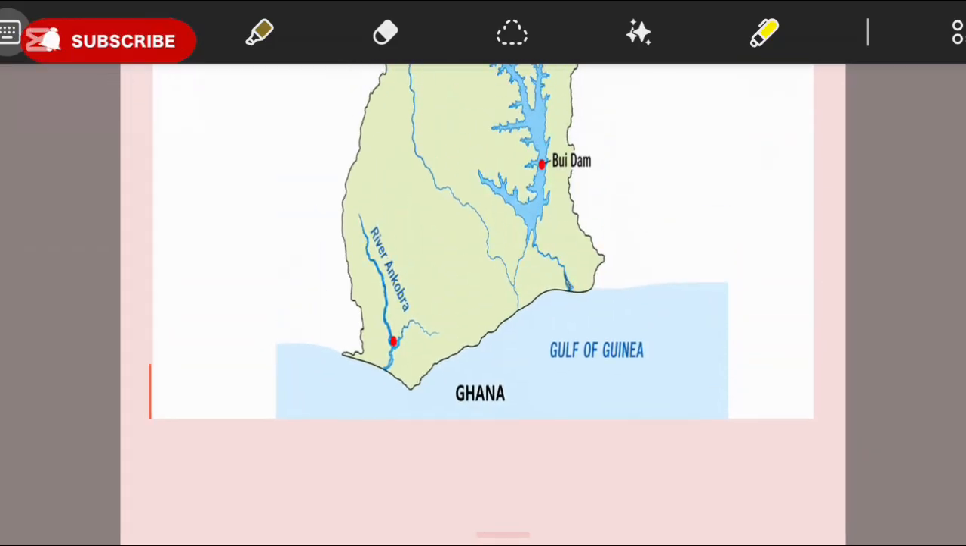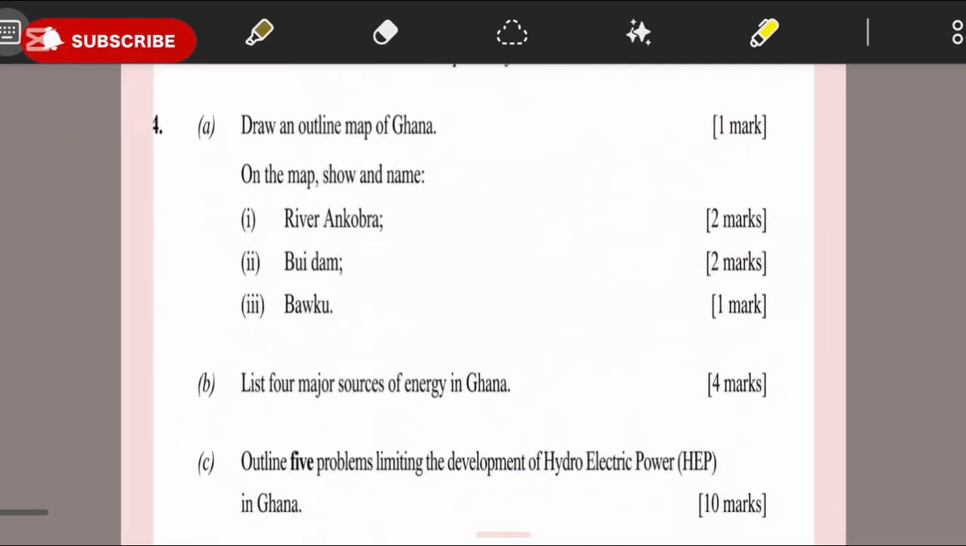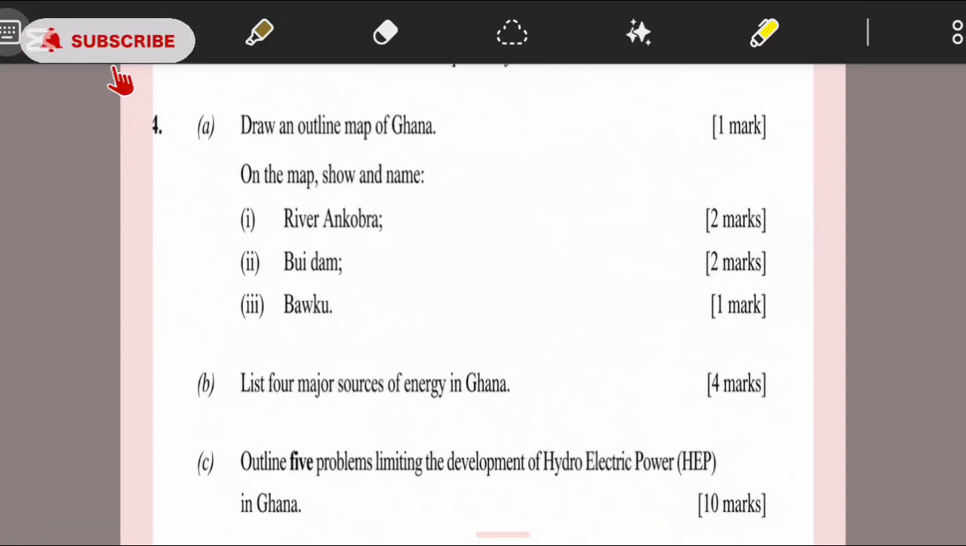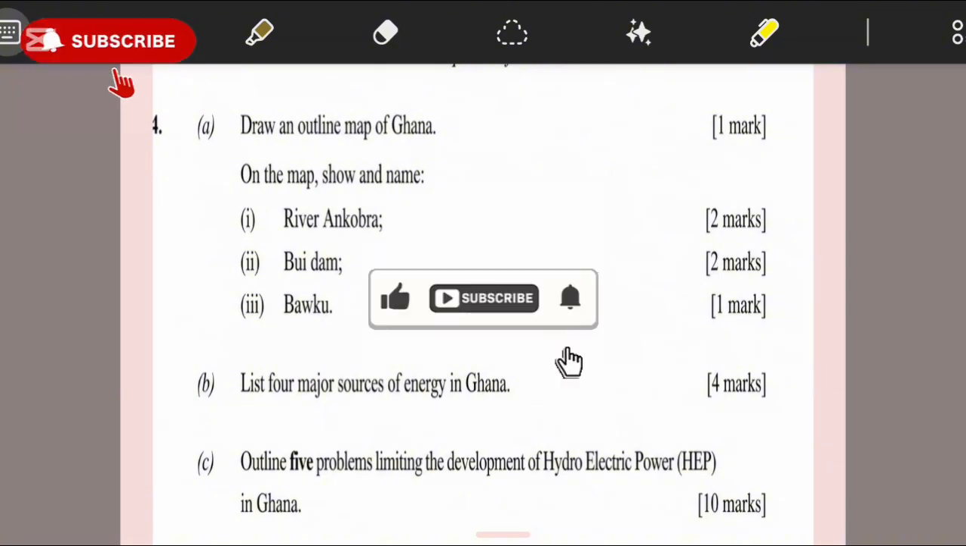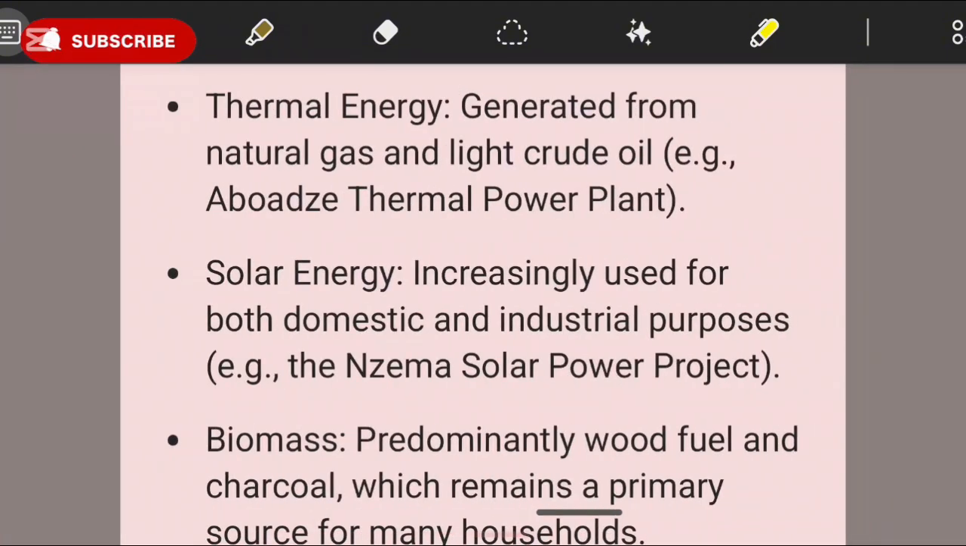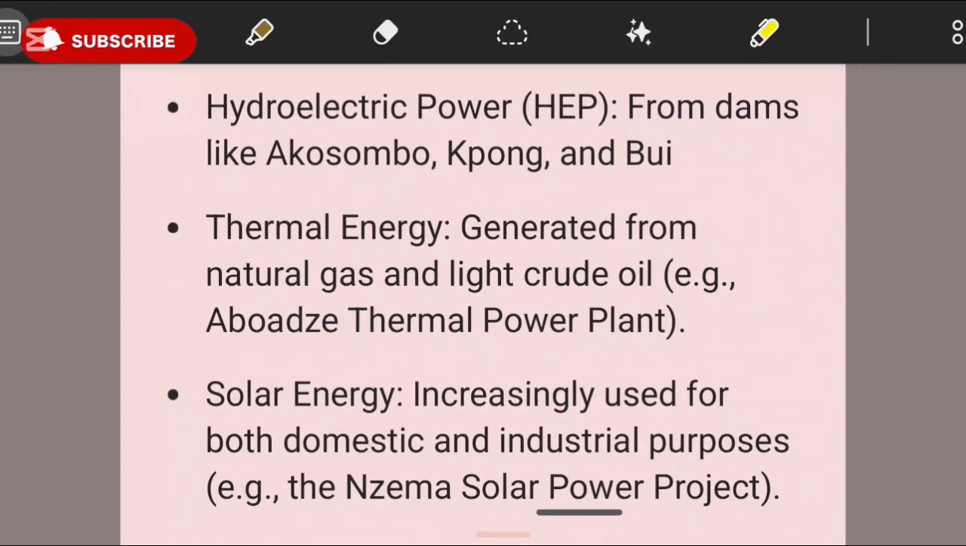List 4 major sources of energy in Ghana. And as I told you already, we already have 1 point there for us. That is hydroelectric power. So we just state it. So let's add the other 3 to it to make it 4. When we talk about hydroelectric, whenever you hear hydro, we are talking about water. So hydroelectric means electrical power generated from water. We can mention the Akosombo Dam, we can mention the Bui Dam. They are water that is generating energy for the country. So that is one source of energy for Ghana.